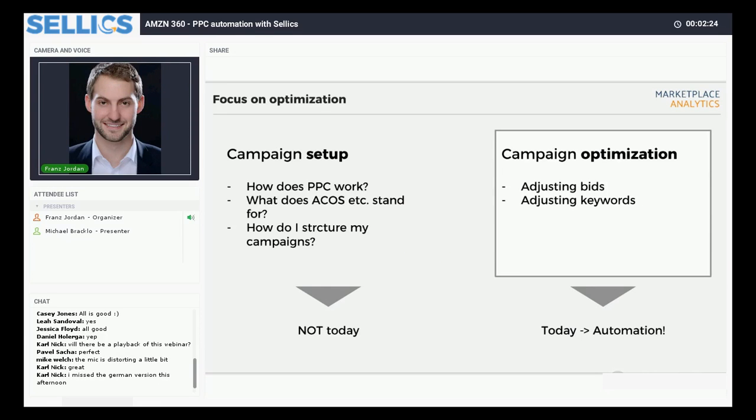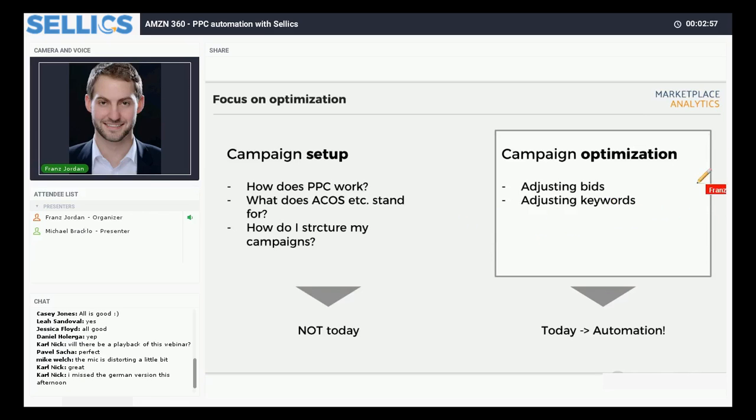So typically the way that we see it is that there are 2 steps when you run sponsored product campaigns. First of all, there's the entire campaign setup. Their typical questions are something like, how does PPC even work? What does ACOS and all those abbreviations stand for? And also, how do I structure my campaigns? So those are all topics that we're not going to cover today. Okay, there are some other videos of us online already. So if you have questions in this area, feel free to check out our YouTube channel.